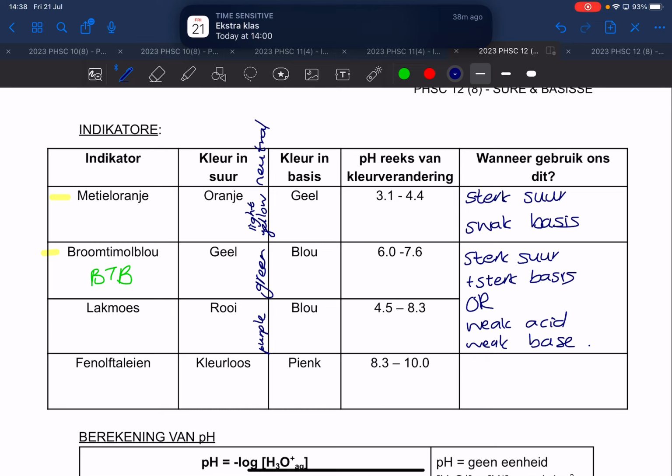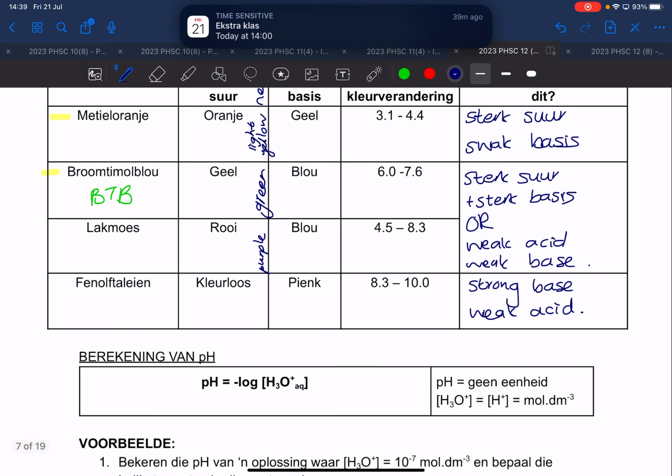Okay? And then phenolphthalein, it's colorless when it's in the acidic solution, and when it's in a base, it's pink, but so shocking pink, like a deep pink. All right, and that you use when you end with a high pH, meaning you have a strong base and a weak acid.